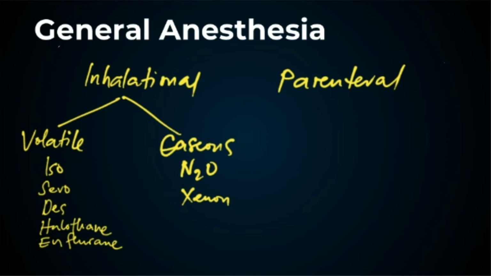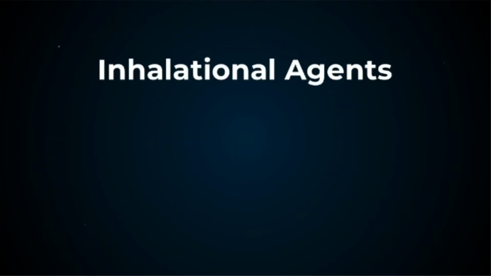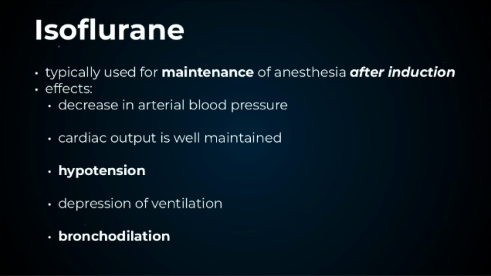For the parenteral general anesthesia, we will be talking about propofol, the barbiturates, etomidate, ketamine, and the different anesthetic adjuncts. So let's start with the inhalational anesthetic agents. We have the volatile anesthetics. The first is isoflurane. Isoflurane is typically used for maintenance of anesthesia after induction with other agents. This is because of its pungent odor.